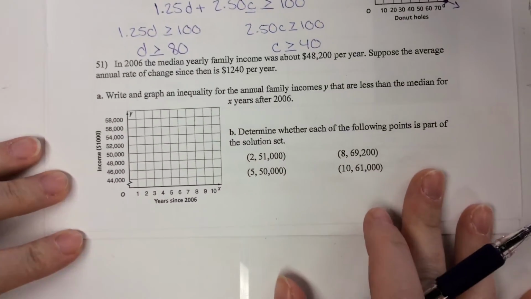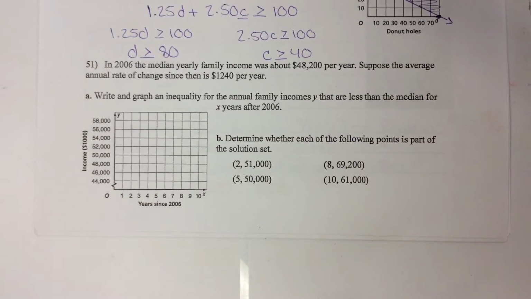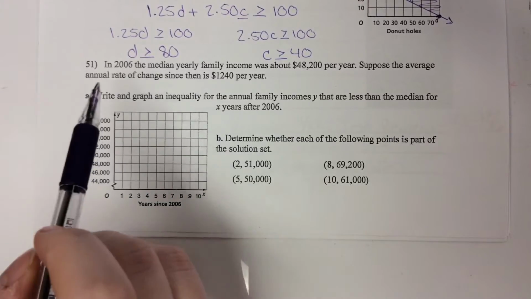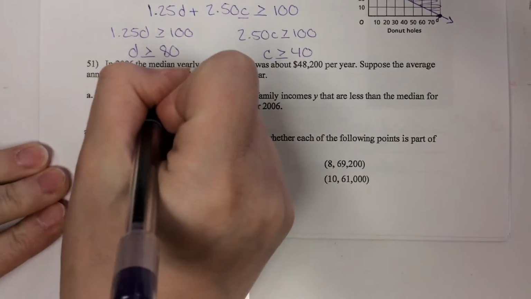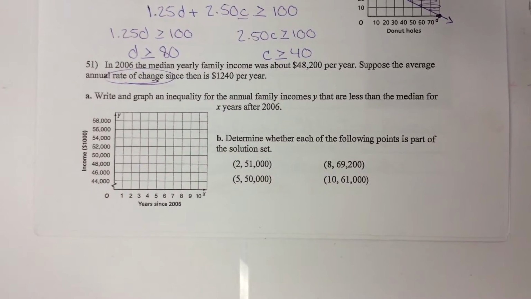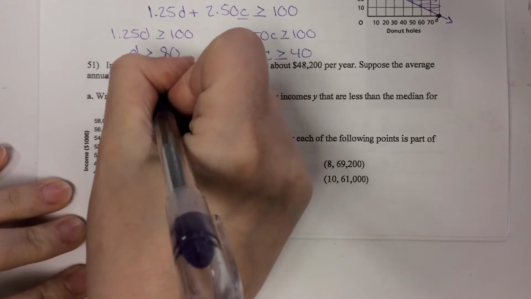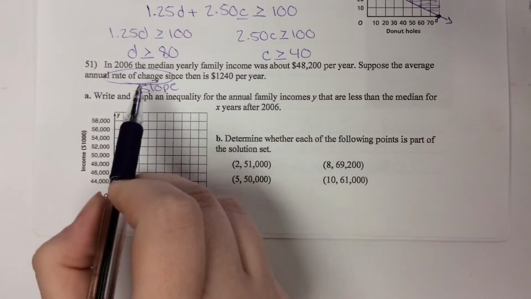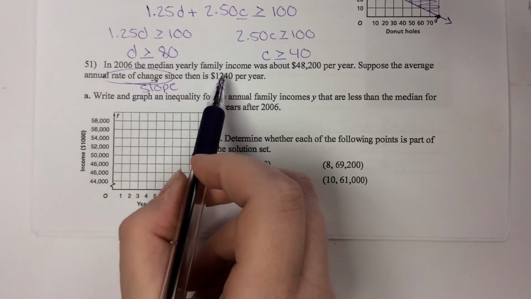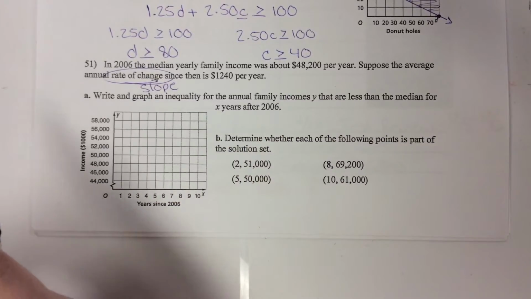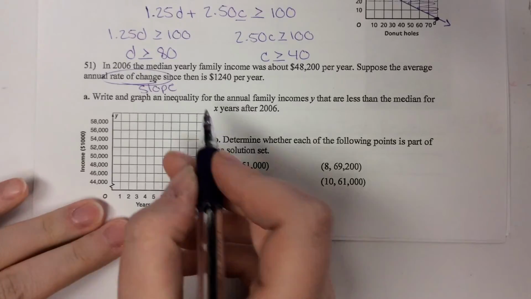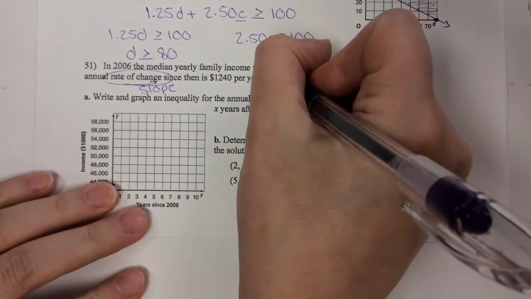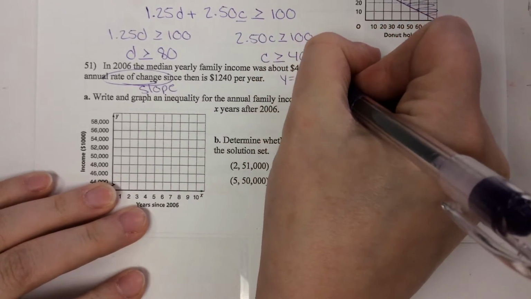All right, last one, 51. In 2006, the median yearly family income was about $48,200 per year. Suppose the average annual rate of change, oh hey, rate of change, this is a rate, this is a slope. So the rate of change since then has been $1,240 per year. So here we go. Let's put this into slope-intercept form. If this is our slope, we have y equals mx plus b.